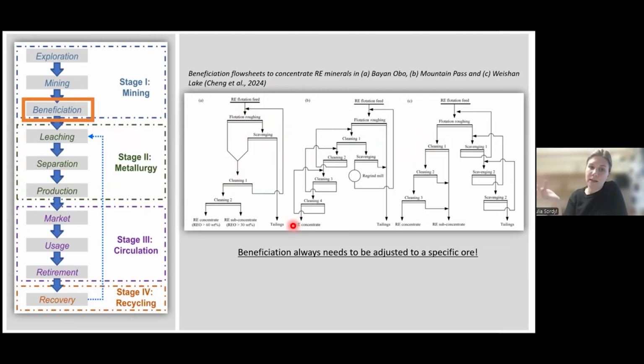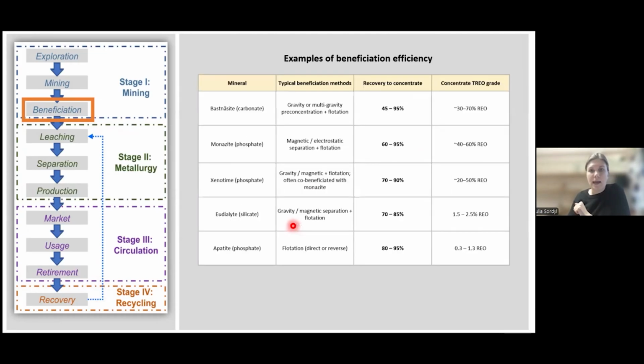The thing is that a beneficiation method always needs to be adjusted to a specific deposit and to specific minerals. And those are examples of some beneficiation efficiency. So for bastnäsite, which, just a reminder, is a carbonate mineral. It's a main RE mineral that has been in the industry for many years, but still the efficiency is not perfect.